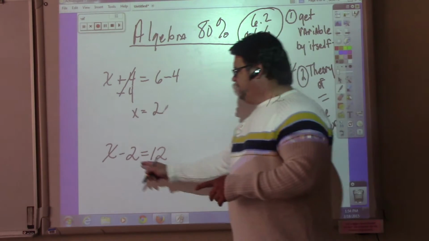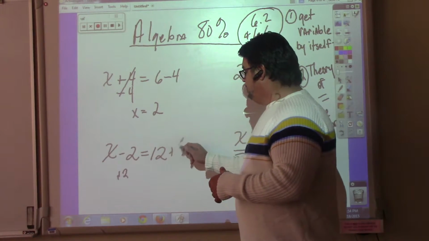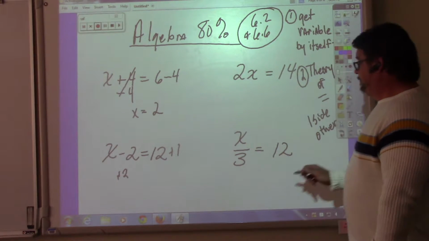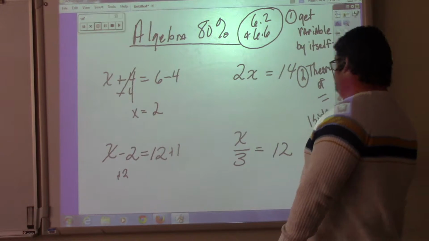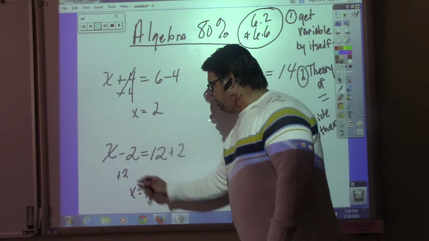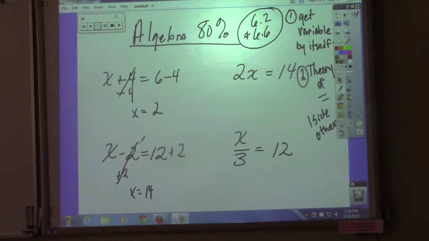So how do you get rid of a negative 2? You add 2. You do it on one side, you add 12 on the other side. And you get x is equal to 14 because that goes out.